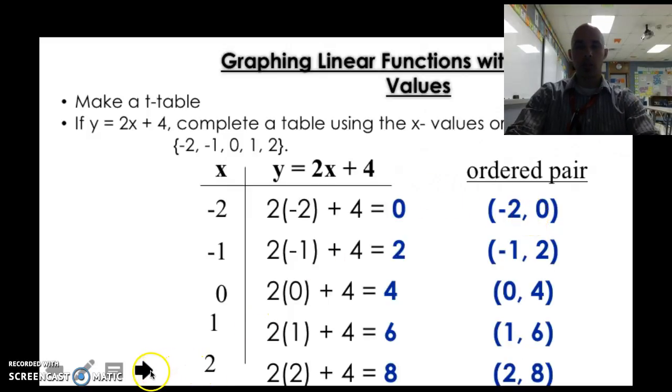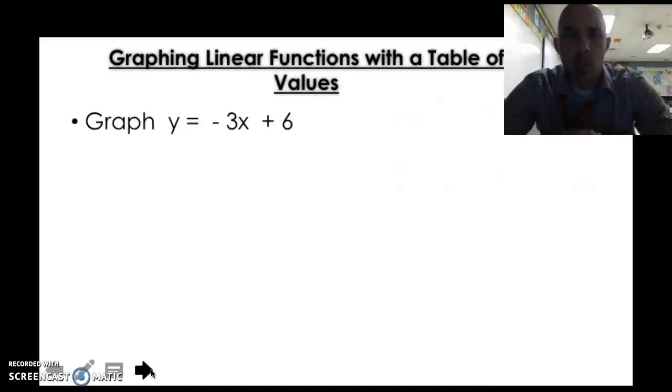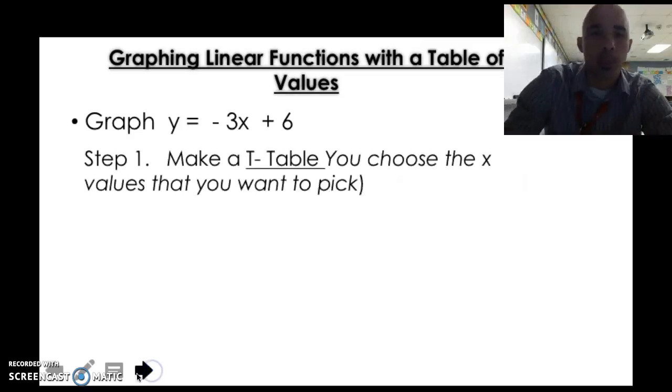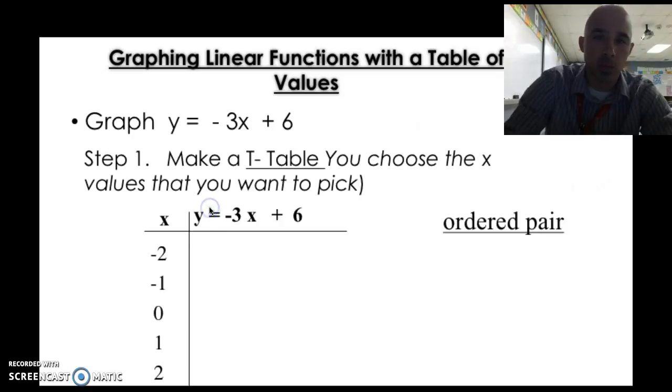All right, now let's go ahead, example 2. Your function is y equals -3x plus 6. You're going to pick your x values. I'll make a T table, and you pick the values. We'll make an executive decision on this. I'll pick -2, -1, 0, 1, and 2. Easiest values. So there it is: -2, -1, 0, 1, 2.